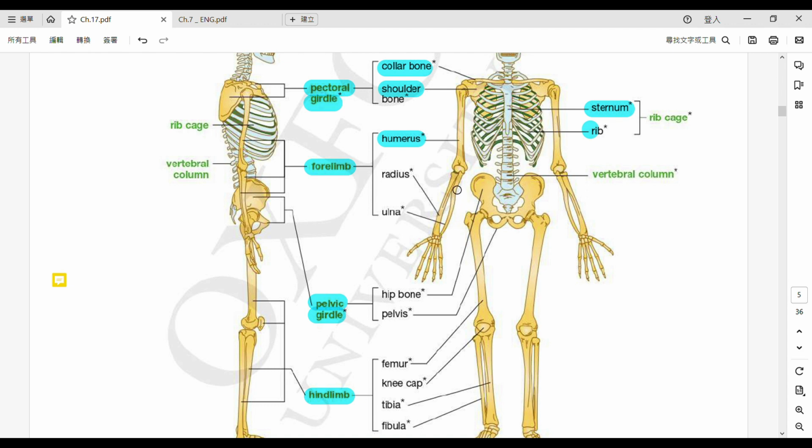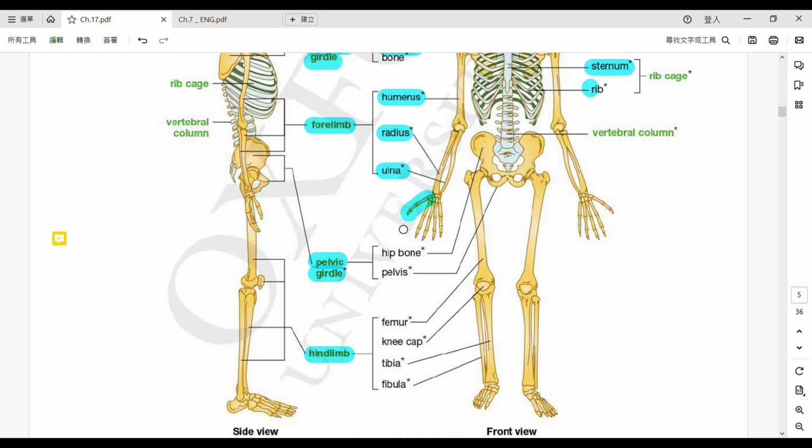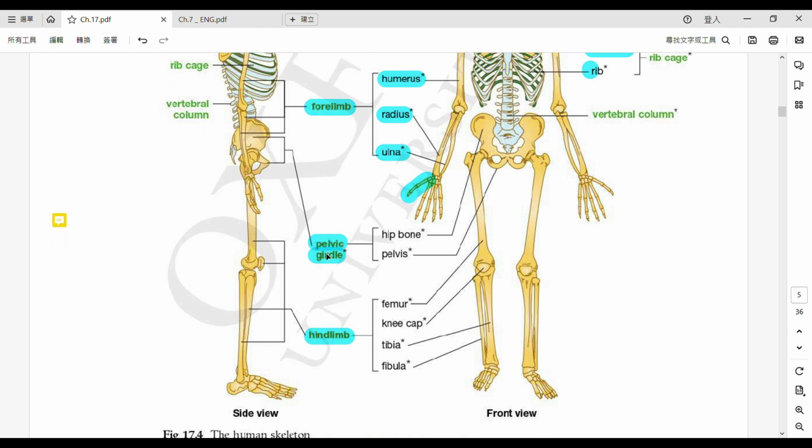One of them is relatively thicker and the other one thinner. The thicker one, closer to our thumb, we call the radius. The one farther away from our thumb we call the ulna. So these three words, please read with me: humerus, radius, ulna. And then the next part, we call the pelvic girdle.